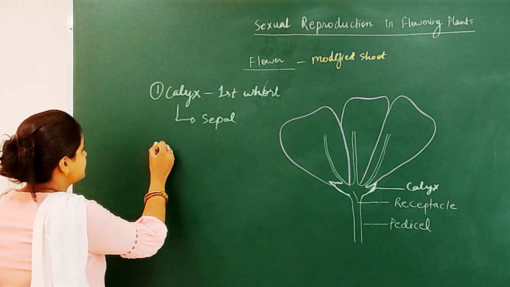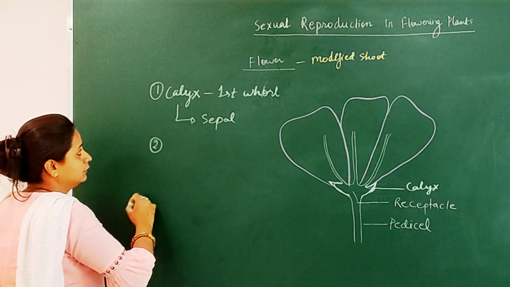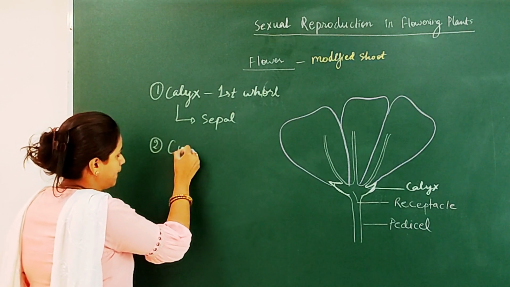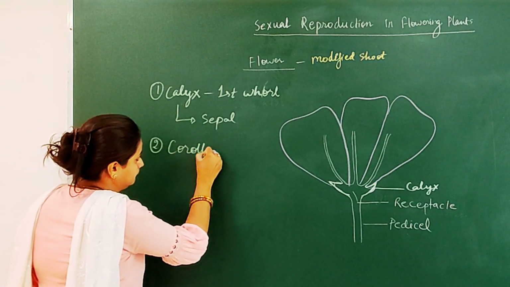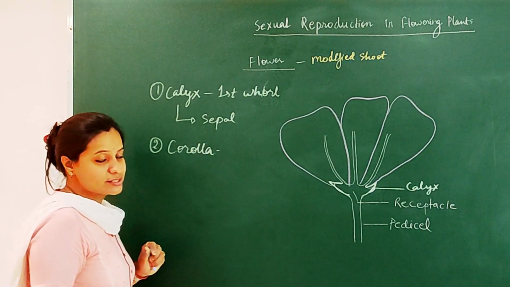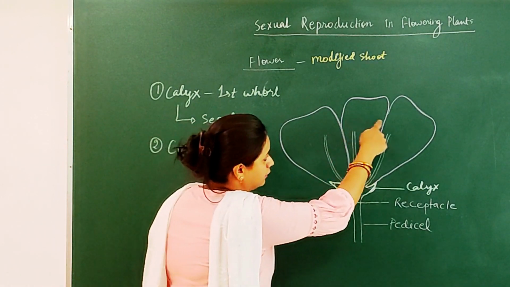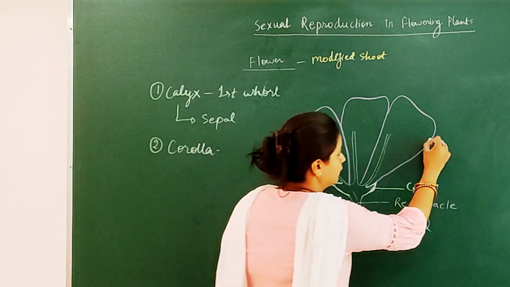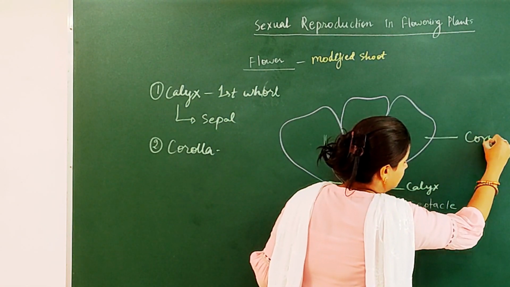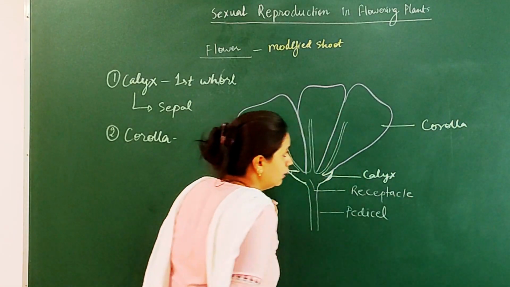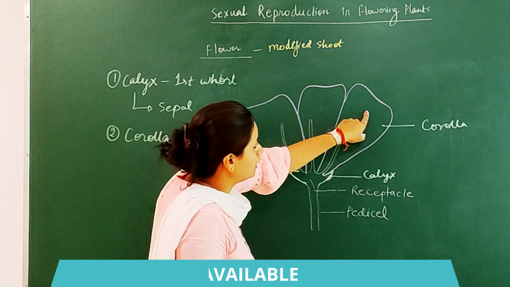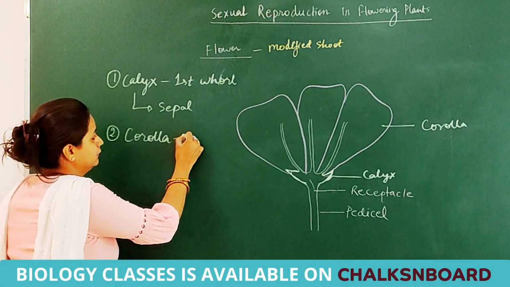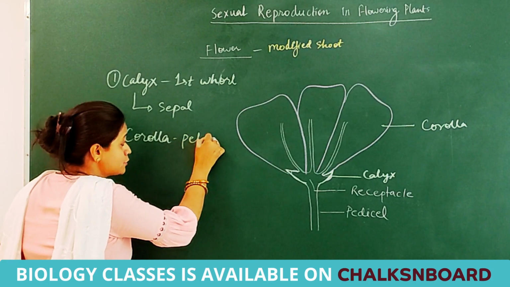Okay, now what is the next part after the calyx? The next whorl after the calyx is called the corolla. We can see here, so what is the corolla? These colored parts of the flower are called the corolla. Now what do we call a single unit of the corolla? They are called petals.